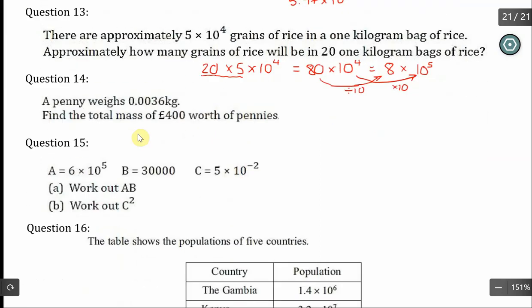On number 14, a penny weighs this much. Find the total mass of 400 pounds worth of pennies. So we don't have to use standard form for this question, but it's on the standard form page, so I'm going to. This is 3.6 times 10 to the power of -3. So that's how much 1 penny is. 400 pounds in pennies is 40,000, because we need to add on an extra 2 zeros. 40,000 pennies. So we're doing 40,000 times this amount. We could even turn the 40,000 into standard form as well. So 4 times 10 to the power of 4.